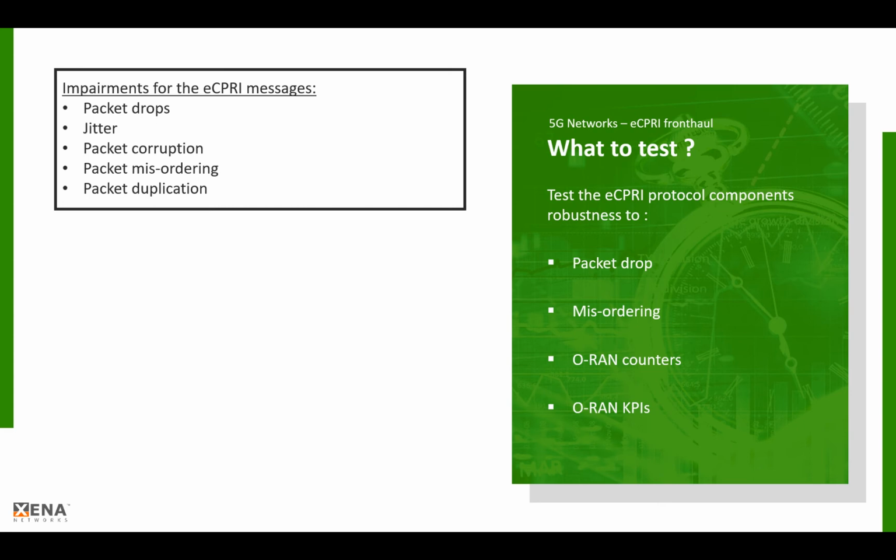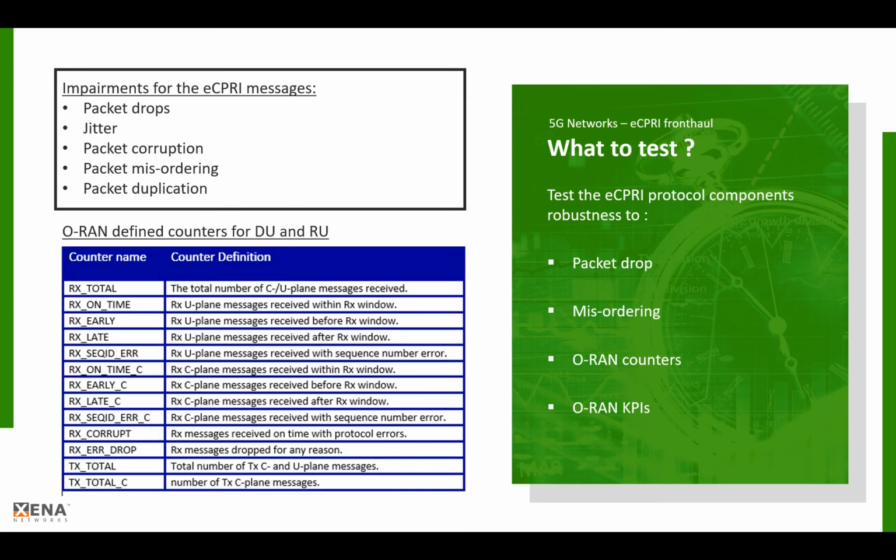Finally, the ORAN specification defines a set of counters and KPIs to be implemented on all DU and RU interfaces. These counters also indicate relevant areas of testing. In addition to error counters and general RxTX statistics, these counters include dedicated counters to indicate whether a packet is arriving early, late, or within the Rx window described previously. Separate counters exist for both the U plane and for the C plane, all of which can be easily tested using a network impairment emulator.